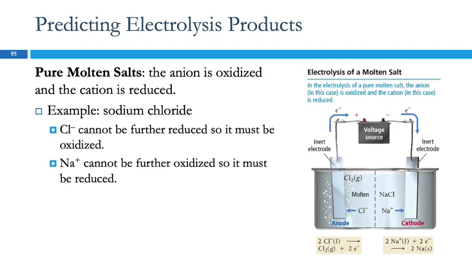In that molten liquid state, the sodium ions and the chloride ions can move. It will conduct electricity. And so you can do electrolysis on that, and you can reduce sodium into sodium metal. Nothing else could really happen. Cl minus can't be reduced any further, so that one's going to get oxidized. Sodium ion can't be oxidized more, so that one's going to be reduced. There's not much question about what's going to happen.